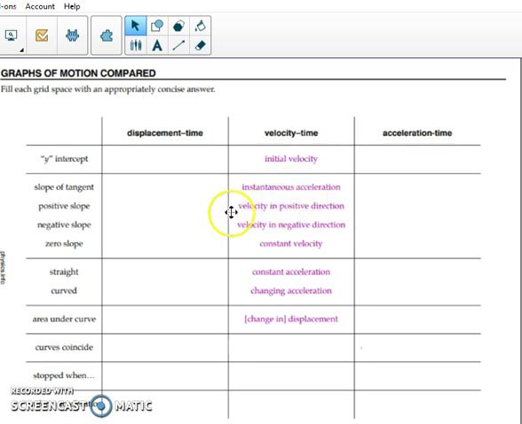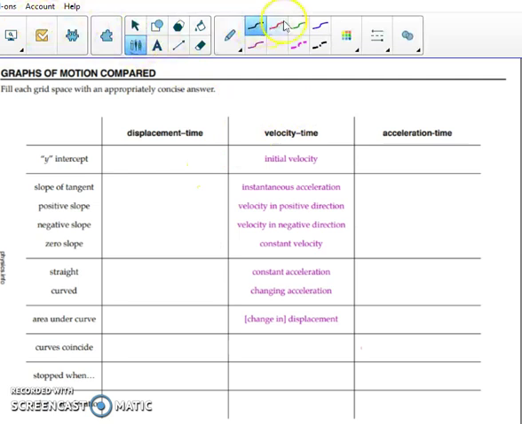If you have a positive slope, it means that you are accelerating in the positive direction, meaning your velocity is changing in the positive. If you have a negative slope, it's a negative acceleration, or you're changing your velocity. So if you want to write that down, then you're more than welcome to do that. You can write down that this is a positive acceleration, negative acceleration. And if you have a zero slope, it means that your acceleration is 0.